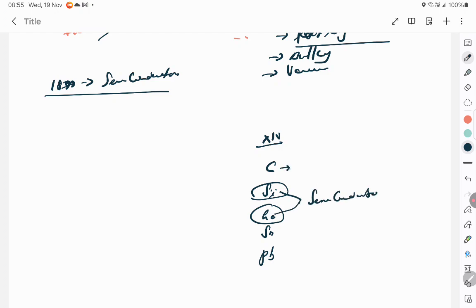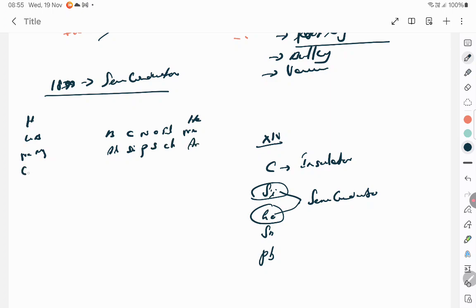Carbon is classified as an insulator. Why is carbon considered an insulator? Because it's up in the periodic table. How is the periodic table? Hydrogen, helium, lithium, beryllium, boron, carbon, nitrogen, oxygen, fluorine, neon. Then sodium, magnesium, aluminum, silicon, phosphorus, sulfur, chlorine, and argon. Then it's potassium and calcium, and then it goes on like that, correct?